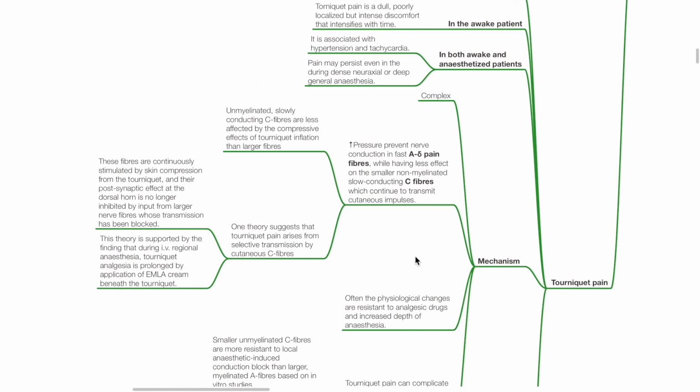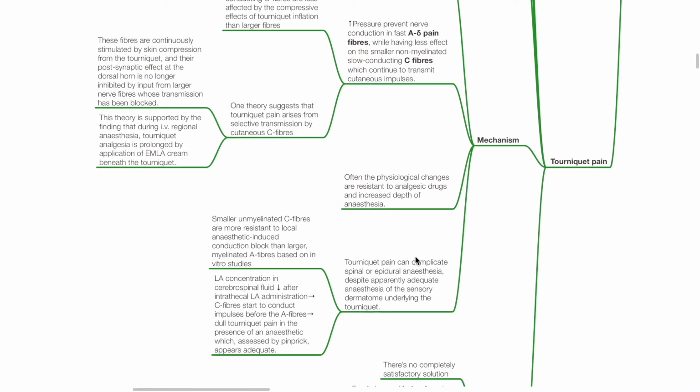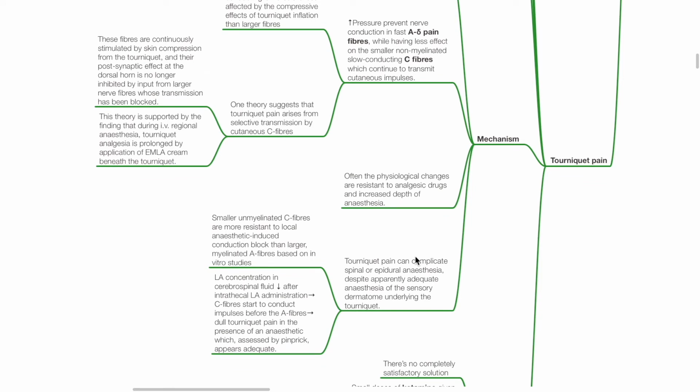The mechanism is complex. High pressure prevents nerve conduction in fast A-delta pain fibers, while having less effect on the smaller non-myelinated, slow-conducting C fibers, which continue to transmit cutaneous impulses. Unmyelinated, slowly conducting C fibers are less affected by the compressive effects of tourniquet inflation compared to larger fibers. One theory suggests that tourniquet pain arises from selective transmission via cutaneous C fibers. Often the physiological changes are resistant to analgesic drugs and increased depth of anesthesia.